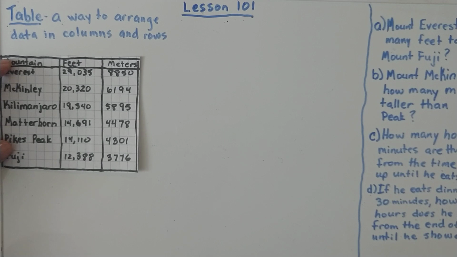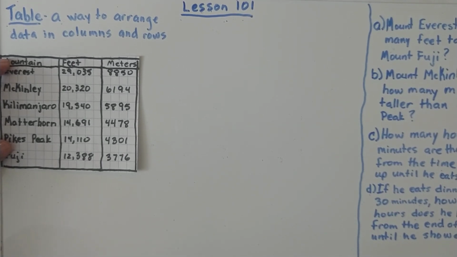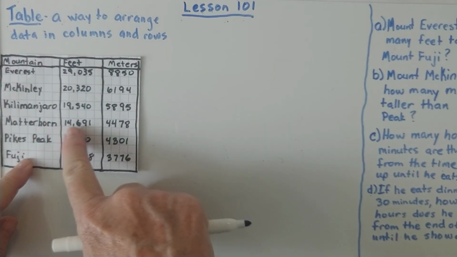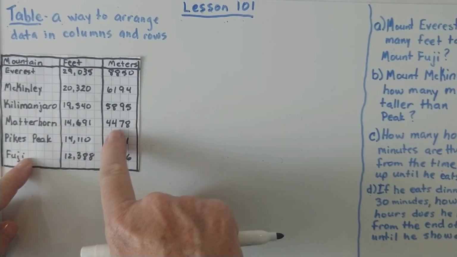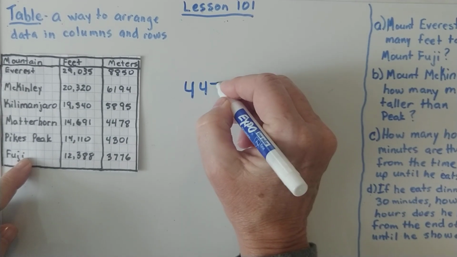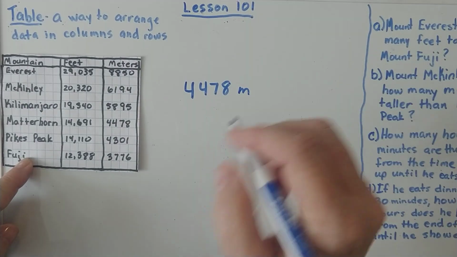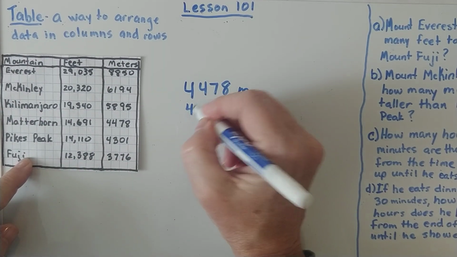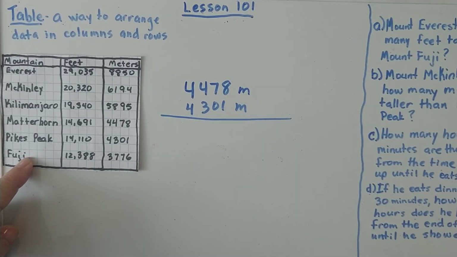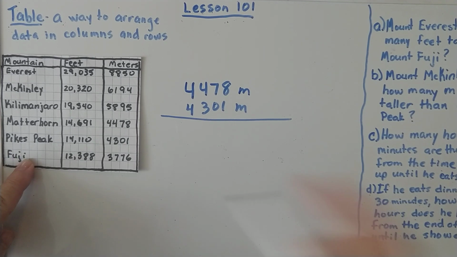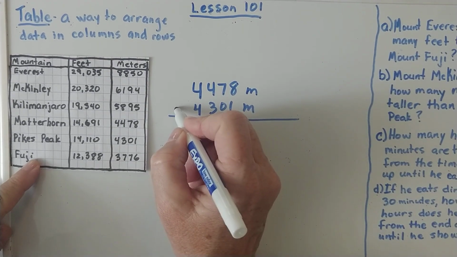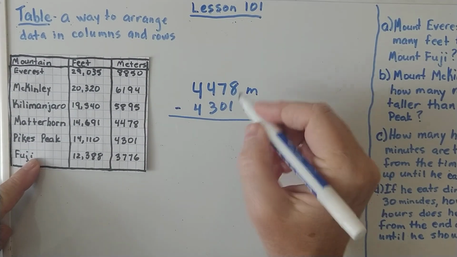So the first question is, the Matterhorn is how many meters taller than Pikes Peak? So the Matterhorn is 4,478 meters tall, and Pikes Peak is 4,301 meters tall. Okay, so if we're trying to find how much taller one is than the other, we are going to find the difference. So to find the difference, we subtract. All right, so let's go ahead and subtract.